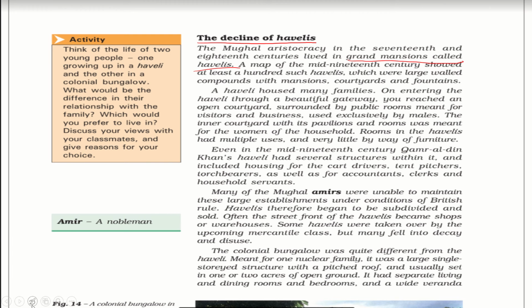Now let's get to the next point: historians spotted more than 100 such havelis on a map around Delhi, with really great compounds and courtyards and fountains. Now let's get to the next paragraph. In the next paragraph we are going to know about the haveli structure.